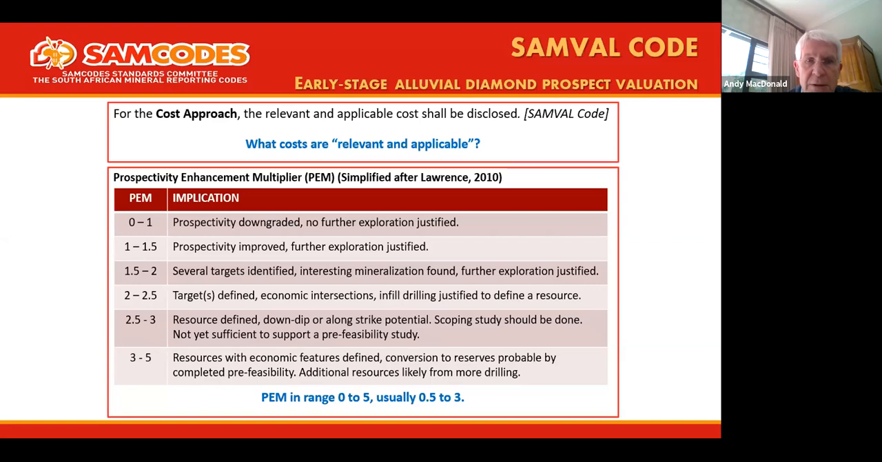So the prospectivity enhancement multiplier is a range of numbers from typically 0 to 5, so that depending on the results of the exploration that you've undertaken and the costs you've incurred, you can then multiply the cost by this factor to determine a value for the property. So in the case you've done some work and you've not found anything, then you would probably apply a 0 to that cost on the basis that the property has no value. If you've then intersected what you're looking for, you could apply a value greater than 1, which then enhances the value of the property relative to the cost that you've spent.